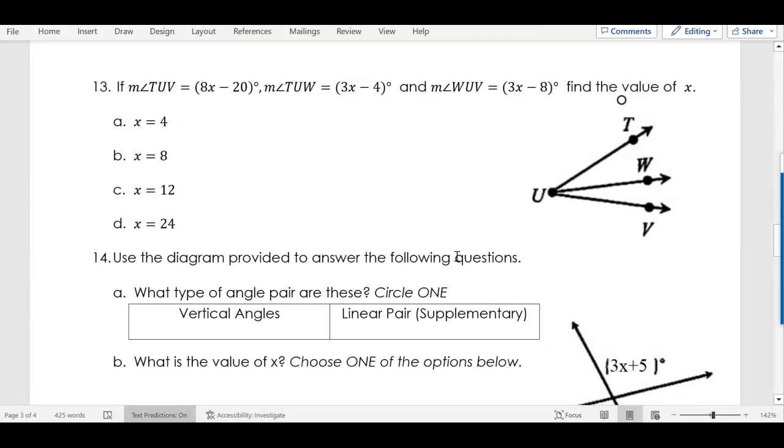So it says TUV, T to U to V. That's the whole thing: 8x minus 20. Cool. Then it says TUW. TUW is the top one: 3x minus 4. WUV, oh, that's the bottom one: 3x minus 8.